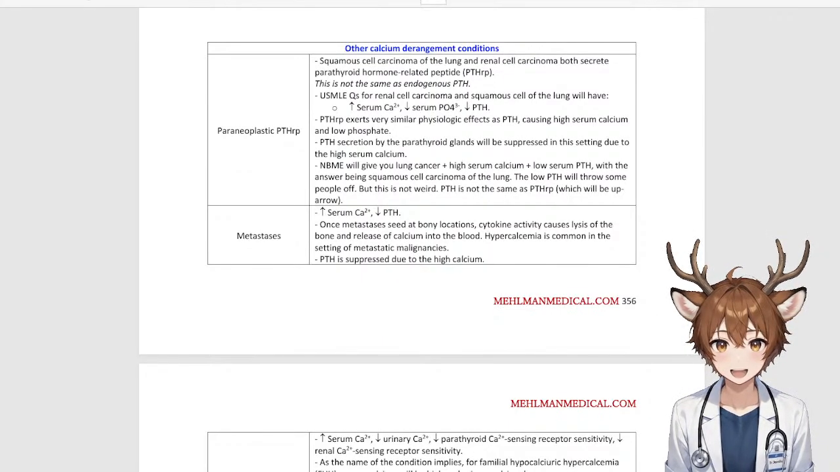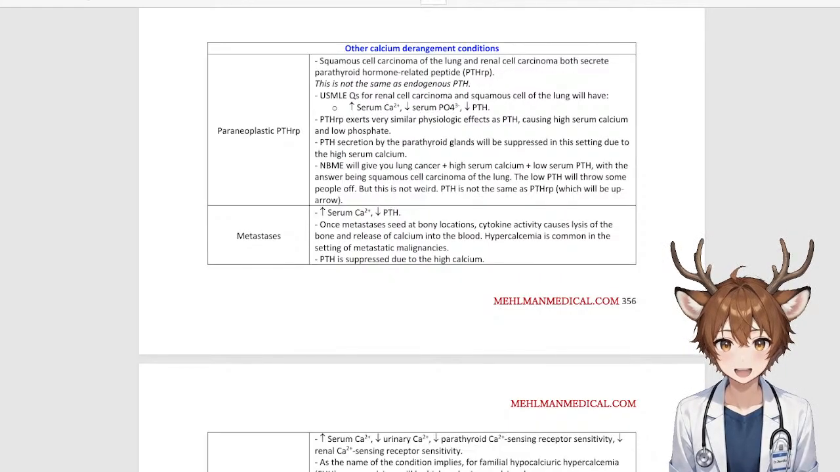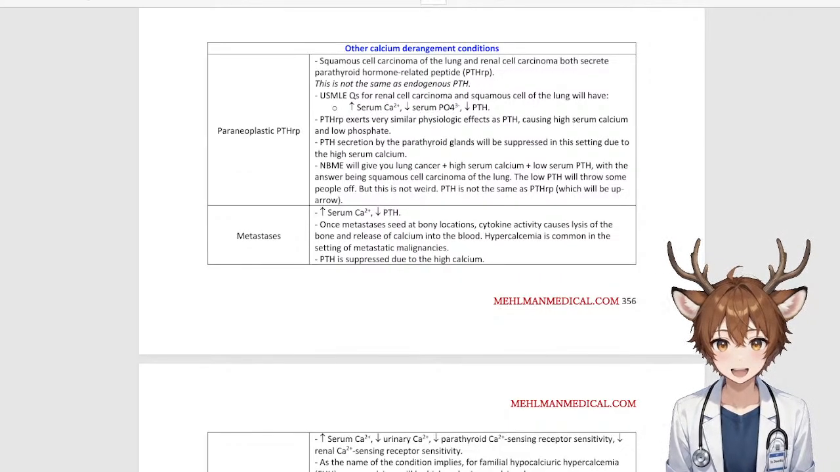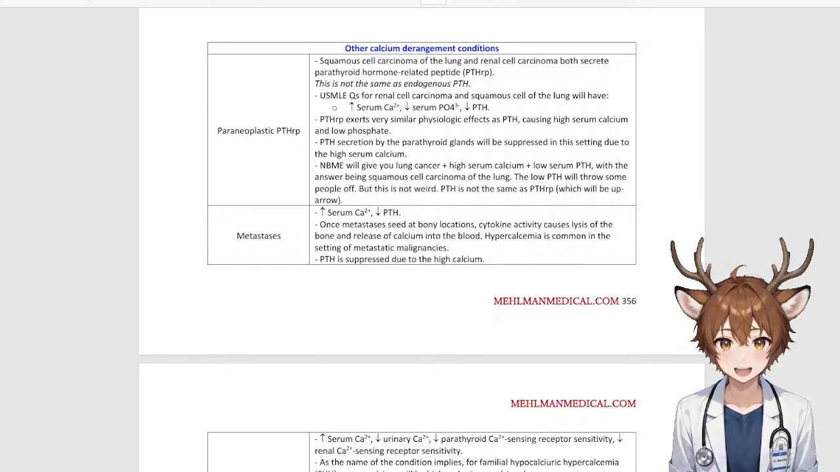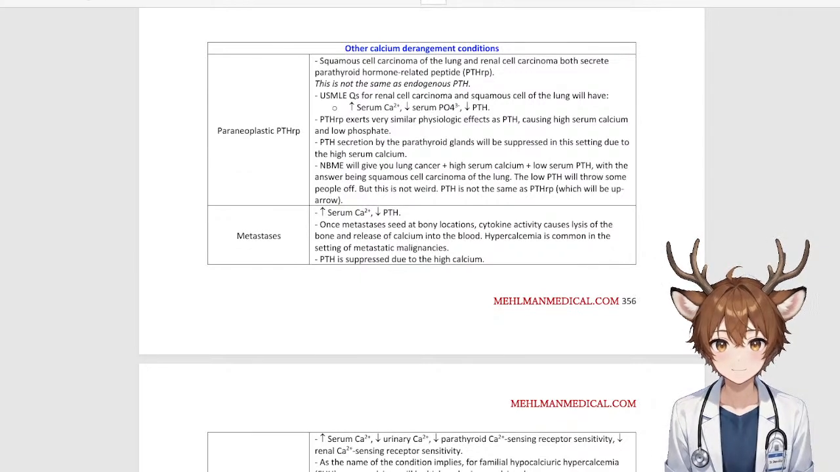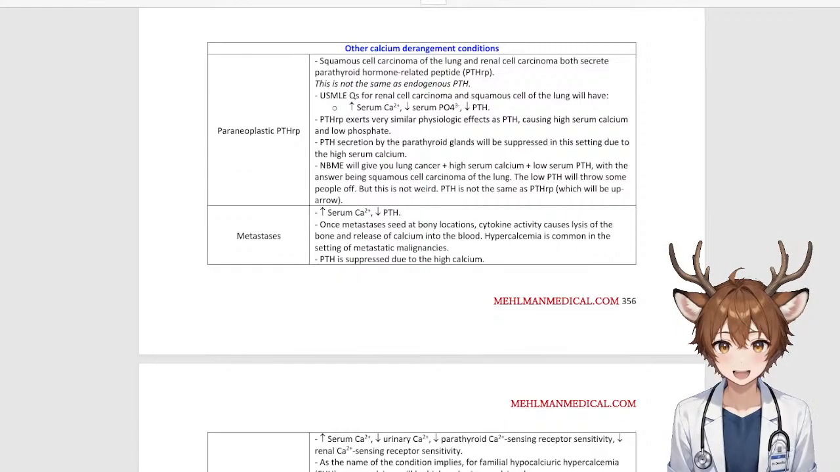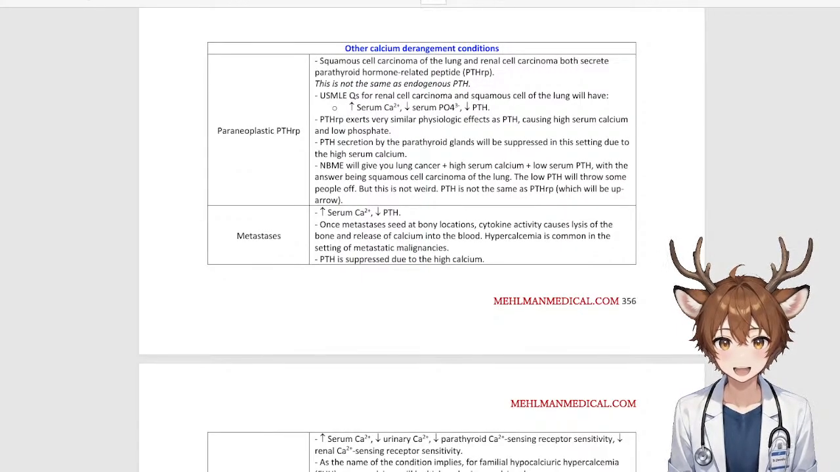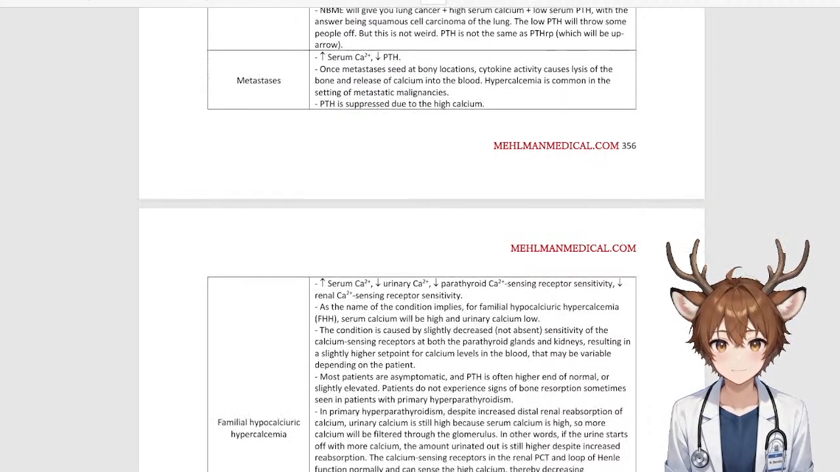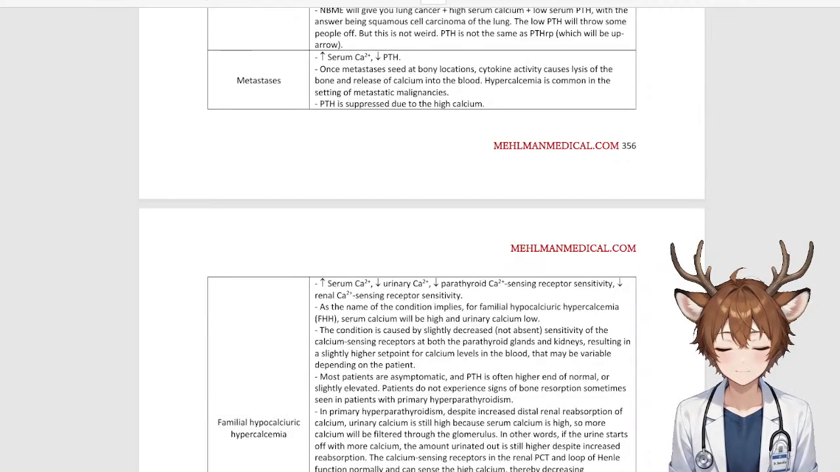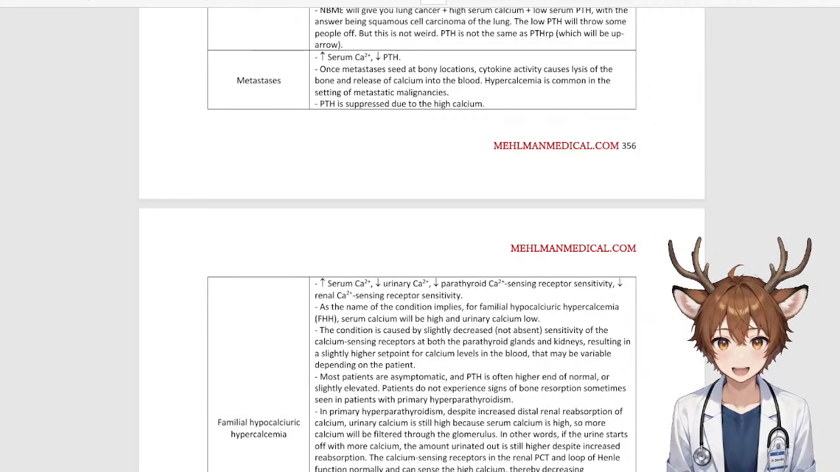The low PTH will throw some people off, but this is not weird. PTH is not the same thing as PTH-related peptide, which will be an up arrow. So it's confusing, but they're considered different things that have similar effects. And so we'll say low PTH, but you have a high PTH-related peptide.